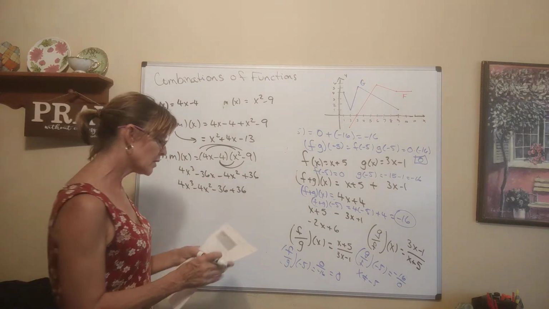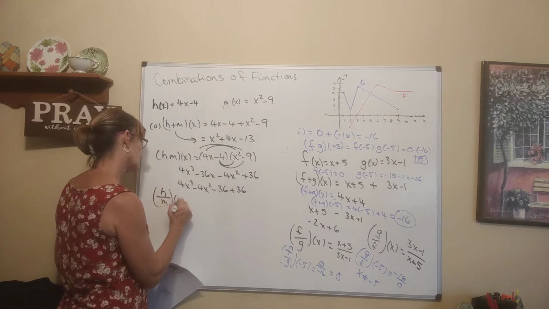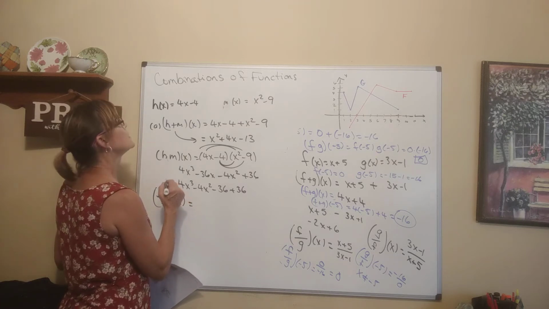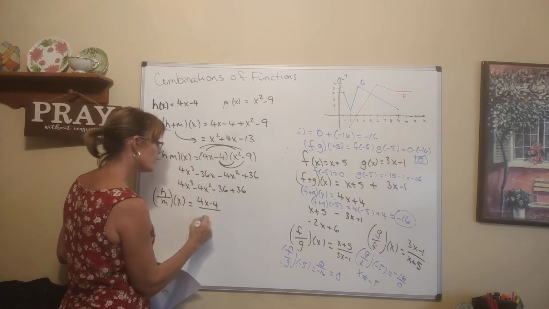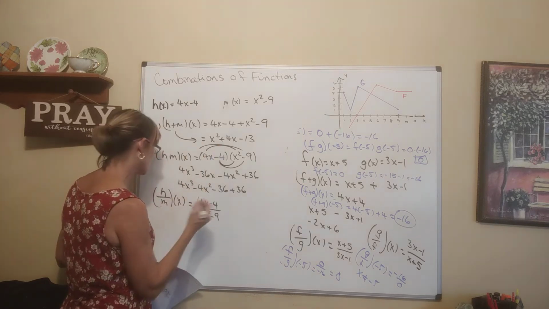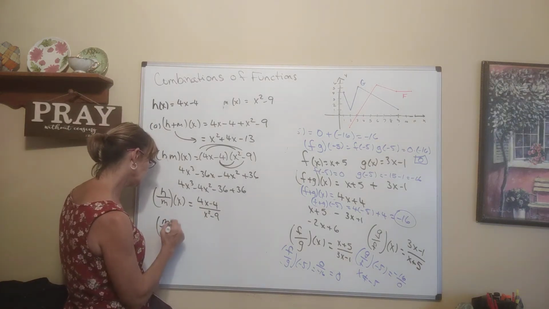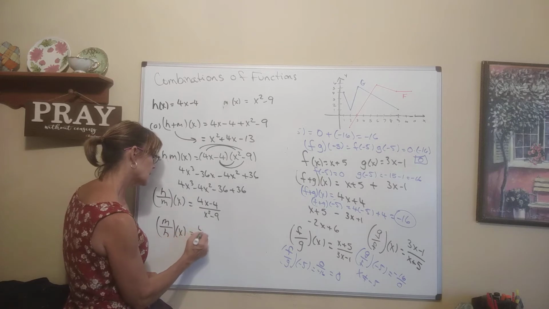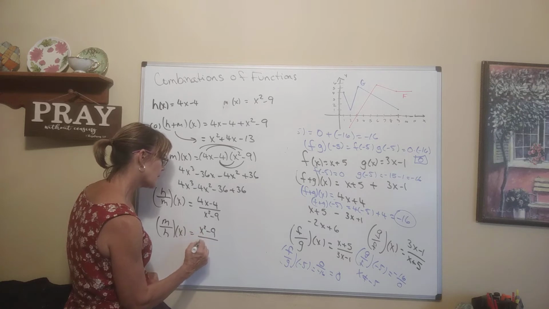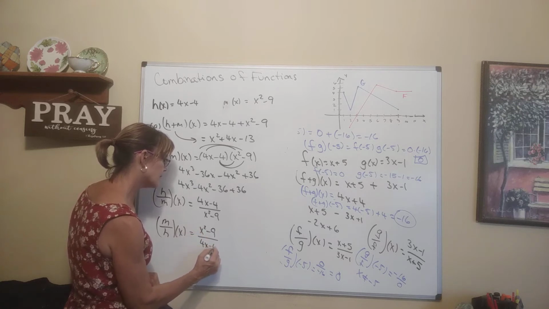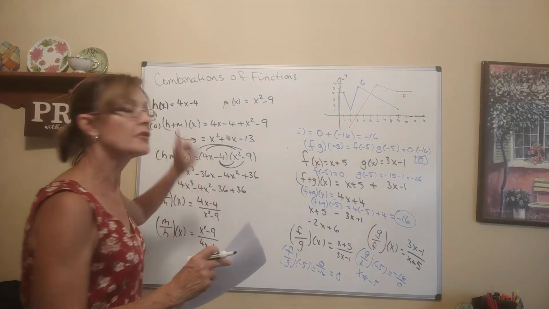The last one is h over m of x, which is equal to 4x minus 4 over x squared minus 9. That's all I'm going to do with that. m over h is x squared minus 9 over 4x minus 4, just like that. So part B, what does it ask us to do? Evaluate these for values.